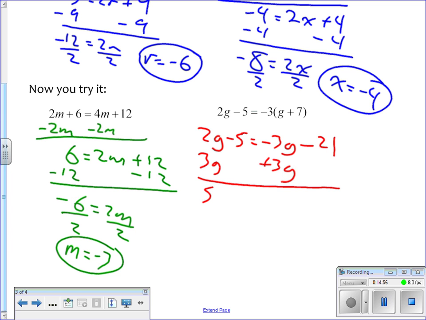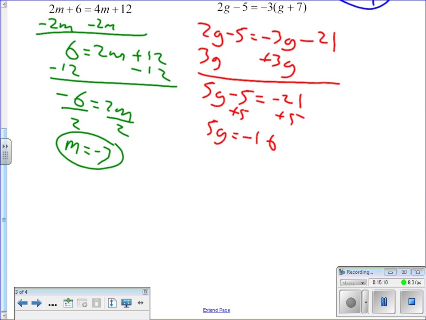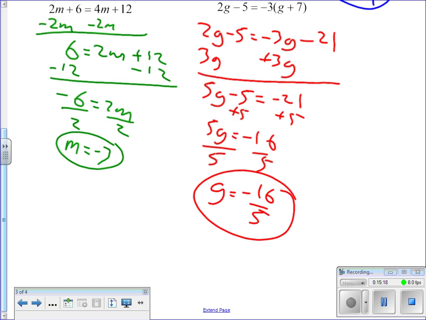So I get 5g minus 5 is equal to negative 21. Add 5 to both sides. 5g equals negative 16. Divide both sides by 5. And g equals negative 16 fifths. And leave it like that and call it good. No reason to fix it. No reason to change it. It's bueno like it is.